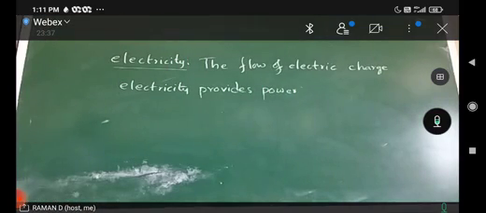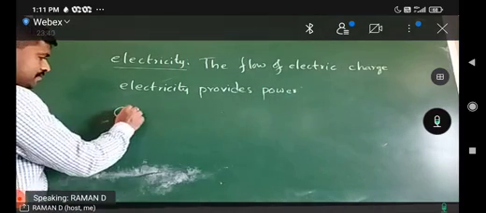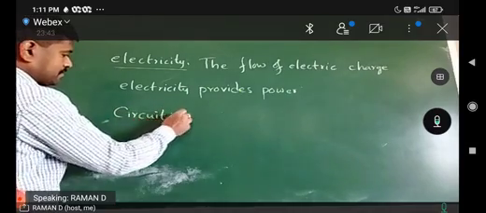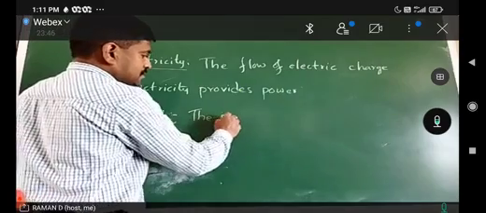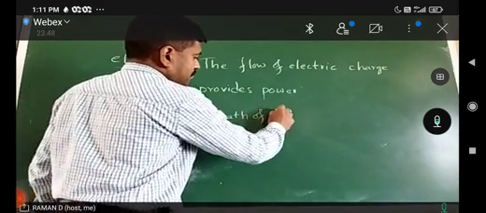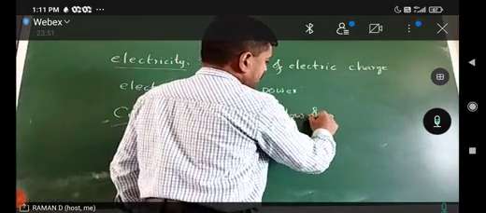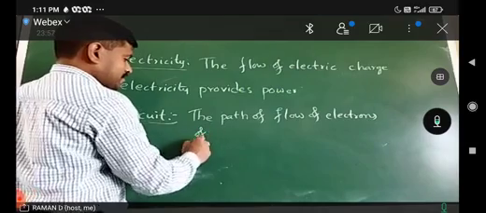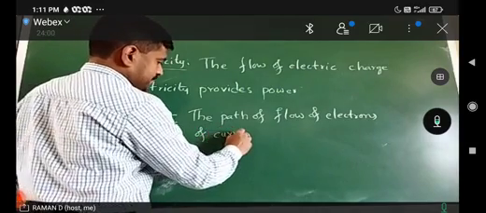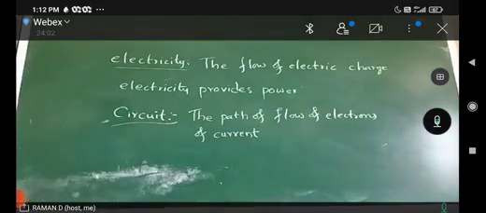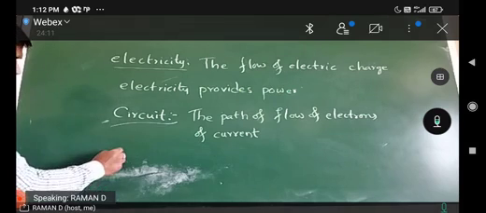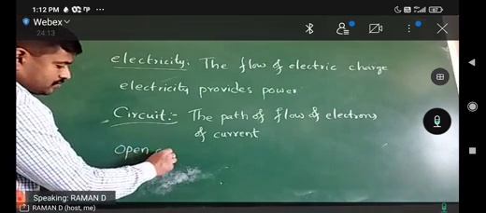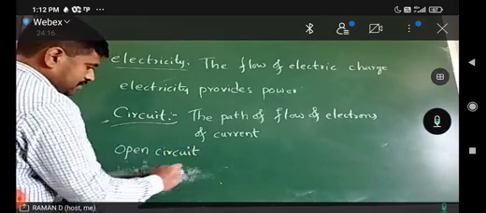Next, what is a circuit? The path of flow of electrons or current is known as a circuit, right? Then you can learn open circuit and closed circuit.